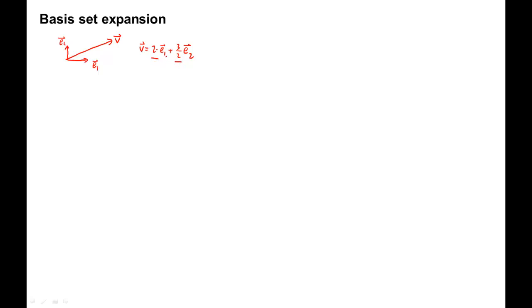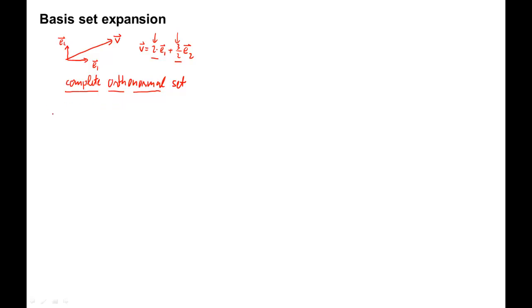The two unit vectors are also called basis vectors, and the expression is also called a basis set expansion. The coefficients are called expansion coefficients. The two basis vectors form a complete orthonormal set. They are orthogonal with respect to each other, each of them is normalized, and they are complete in the sense that we can use them to build any arbitrary other vector in two-dimensional space.